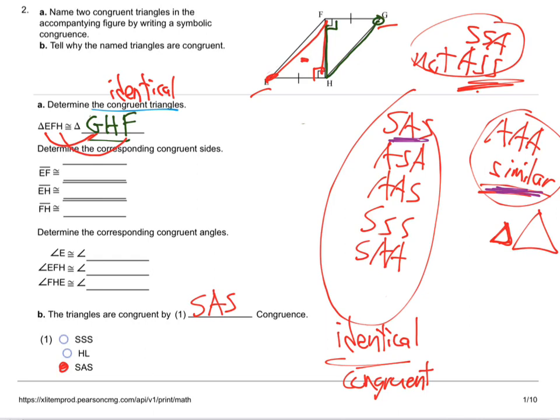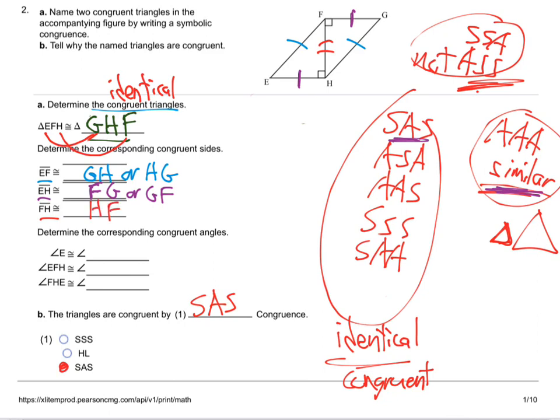All right, determine the corresponding congruent sides. So EF is the same as what? Well, you can just look at the triangles here. EF matches with GH, doesn't it? GH, or you can write HG, it doesn't matter, either way. And next comes EH. So EH matches with FG. FG or GF, it doesn't matter. And then finally, FH, this side, matches with itself. HF, or you could just say FH again. It doesn't really matter.